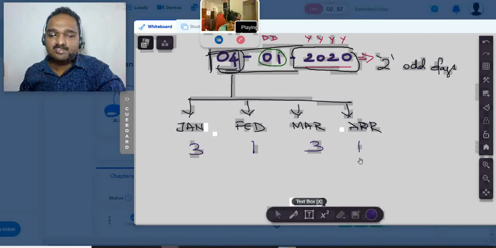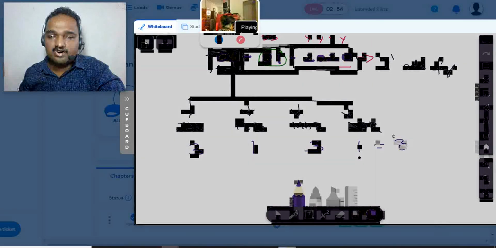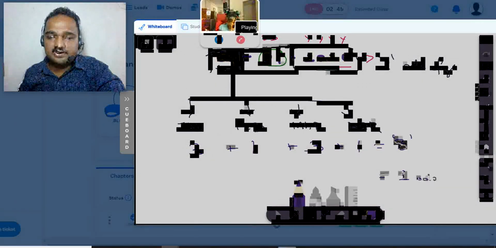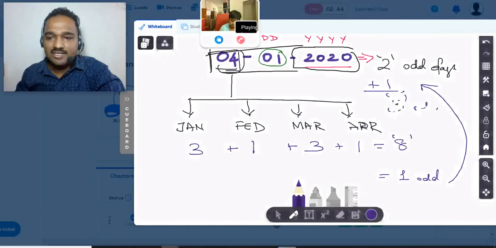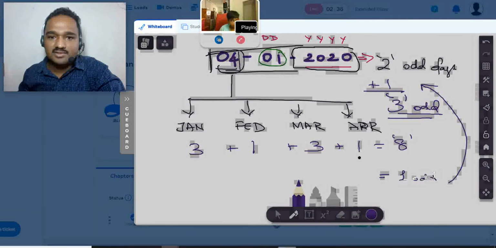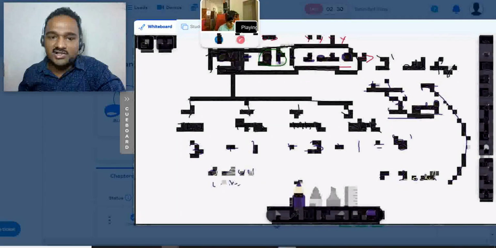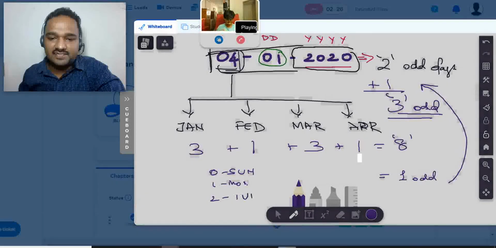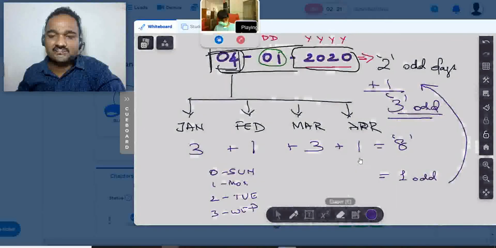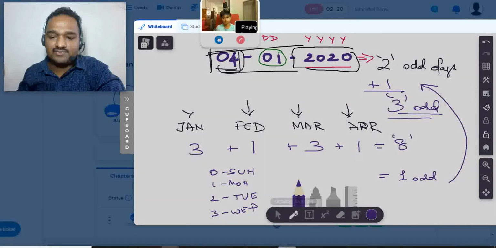Got it? Okay. So the number of odd days is 8 here, which when you divide by 7 you get 1 odd day, which you have to add to the odd days of the years. So you get 3 odd days. So 3 odd days means what is the day? Do you remember the days? 0 for Sunday, 1 for Monday, 2 for Tuesday, 3 for Wednesday. So the date given in the question is Wednesday.